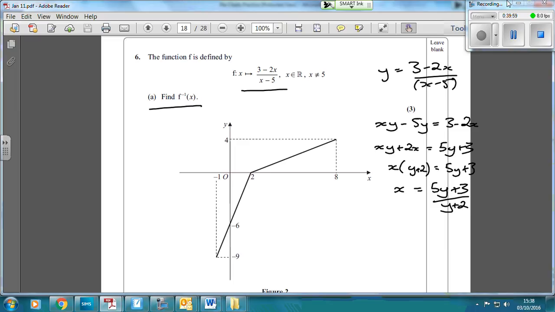And then once you've got x equals what we have here, you then replace the x with f to the minus 1 of x. Replace all the y's here with x's. That equals 5x plus 3 over x plus 2. And here we are on question 6 with a nice easy question. As long as you've done your revision, that should be a nice easy question.